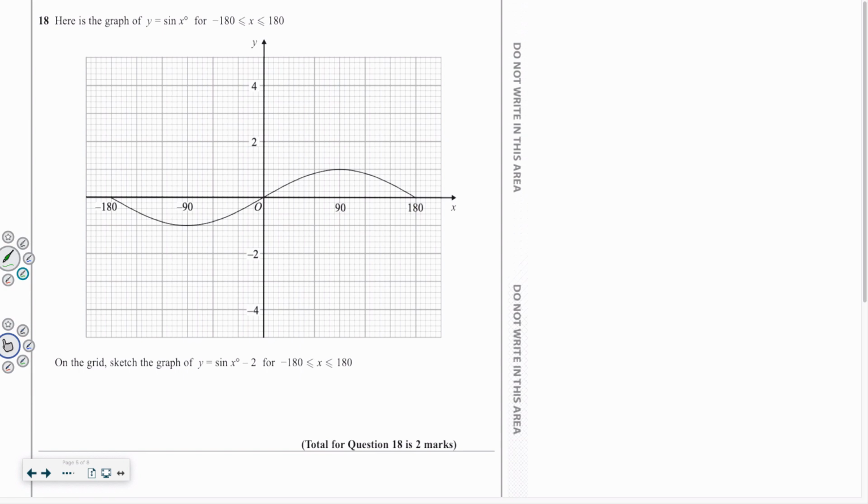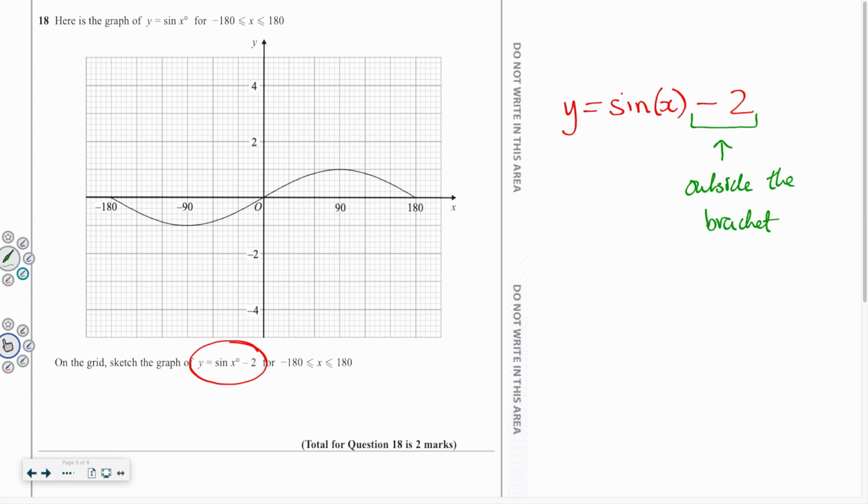Now if we're looking at what we're being asked to sketch, we're being asked to sketch sine of x minus 2. And the minus 2 is outside the bracket. And when we have the number outside the bracket, that is a translation downwards. And in this case, our number is 2, so it's going to be a translation downwards by 2. So let's have a look at some of the points and translate them downwards.